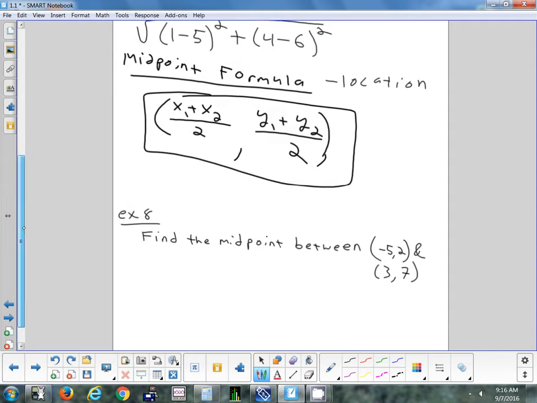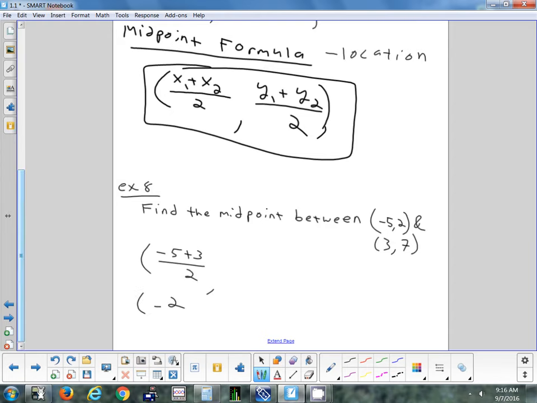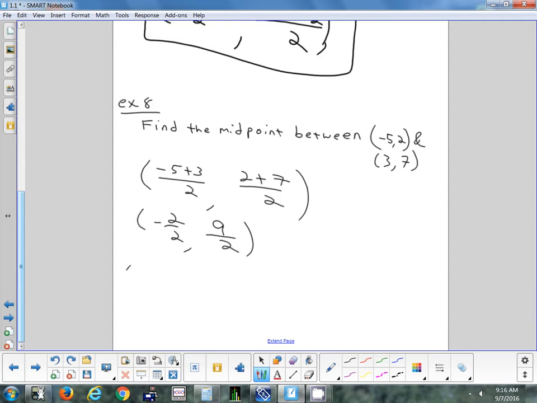All right, so if I added my two x's, what's -5 plus 3? It's going to give me -2. And we're going to divide by 2. And now let me add my y's. 2 plus 7. What's 2 plus 7? 9. Don't forget to divide by 2. -2 divided by 2, -1. Good, -1. And 9 over 2, you can leave it as a fraction. Or if they wanted a decimal, it would be 4.5. Either way.